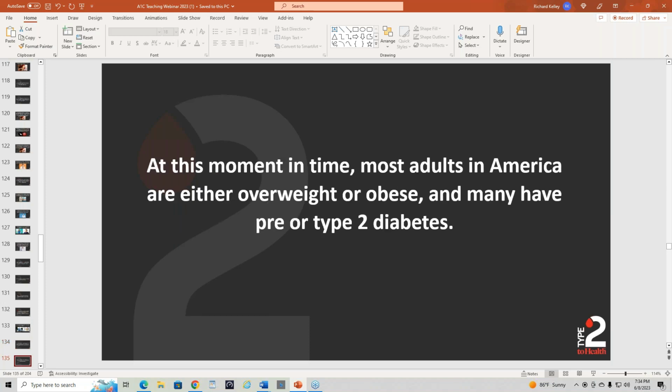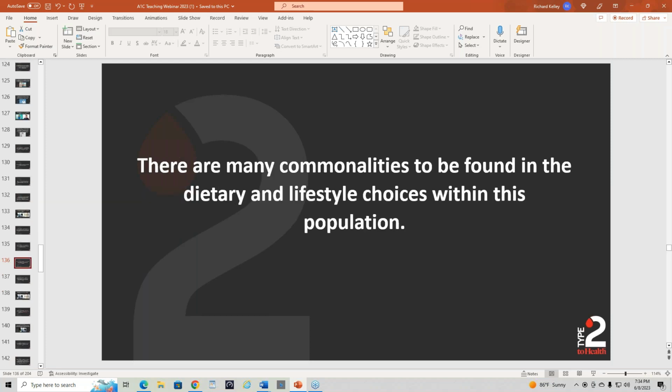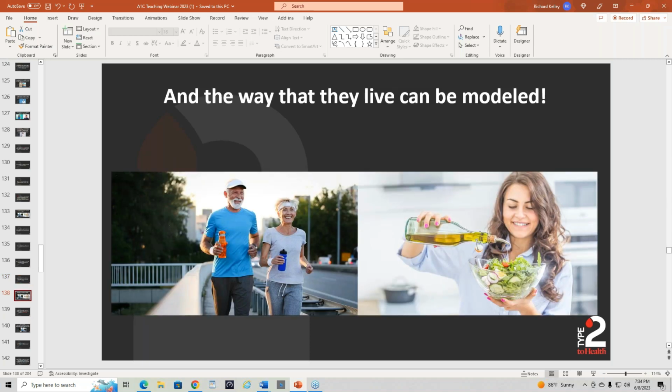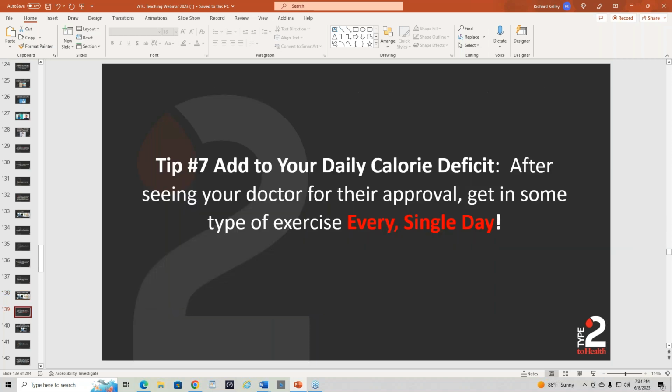At this moment in time, most adults in America are either overweight, they're obese, and many of them have pre or type 2 diabetes. And there are many commonalities that are found within the dietary and lifestyle choices within that particular population. And by the same token, the leanest, fittest, and healthiest among us are often living in a very different manner than most adults in this country, but they've chosen that. The way that these people who are fit and healthy live can in fact be modeled, and that is a good thing.